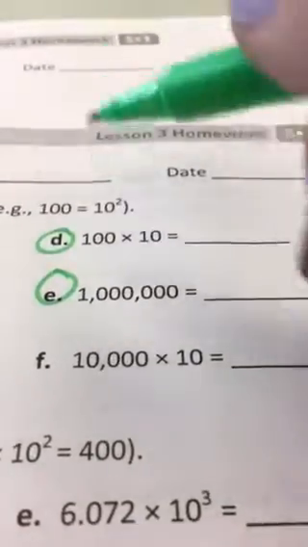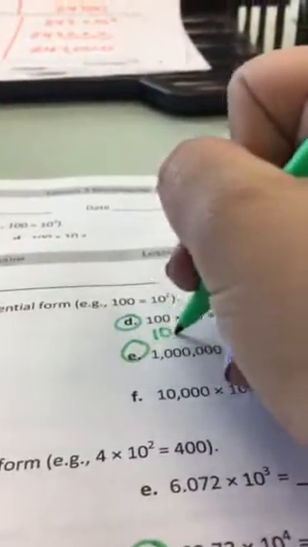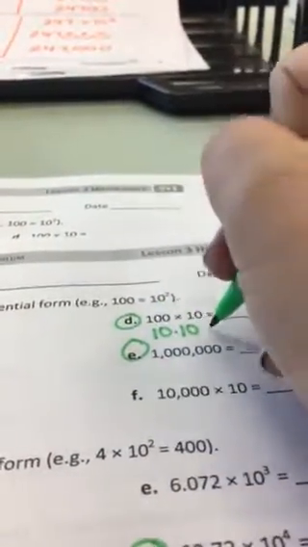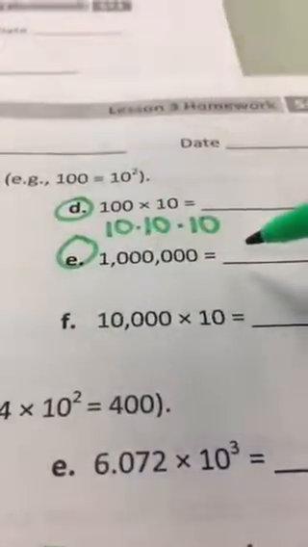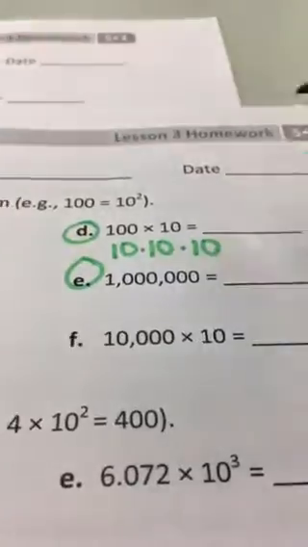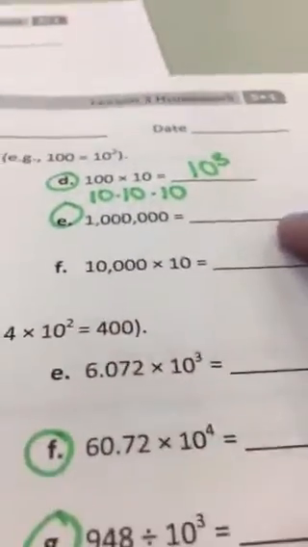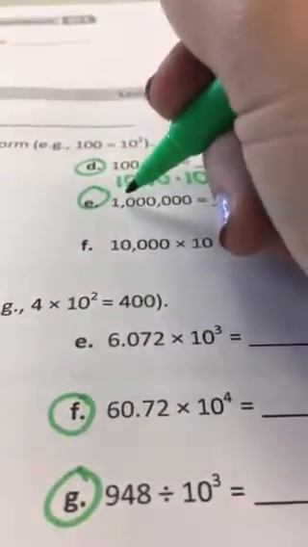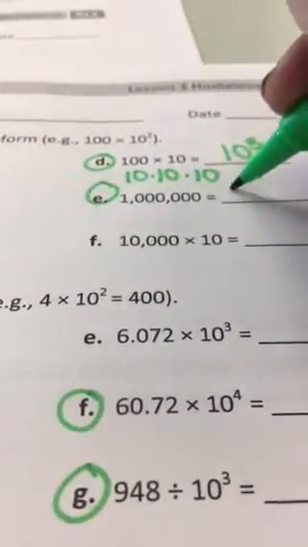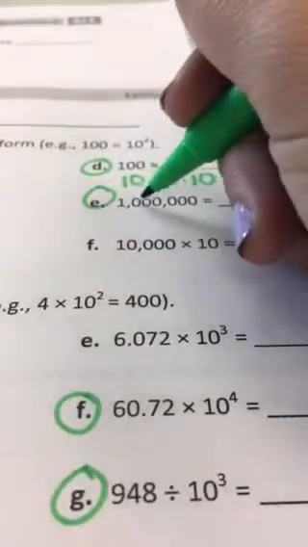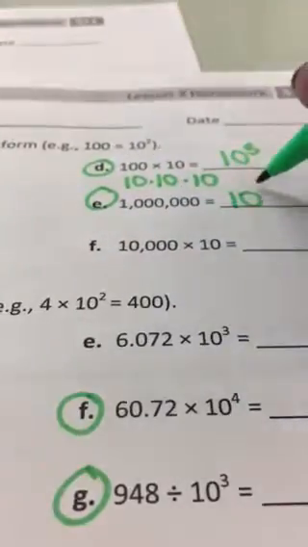Over here, we can still just count our zeros. Okay, so another way of really writing this is 10 times 10, which is 100, times 10. How many times are we multiplying 10 together? 3 times. We have 3 zeros. So 10 to the third is our final answer. Okay, again, count our zeros. We have 10 as our base and 1, 2, 3, 4, 5, 6 as our exponent.